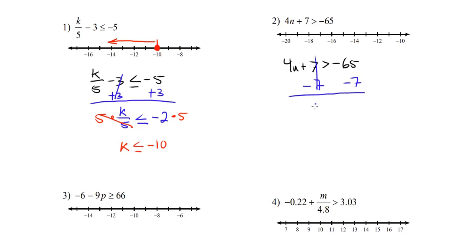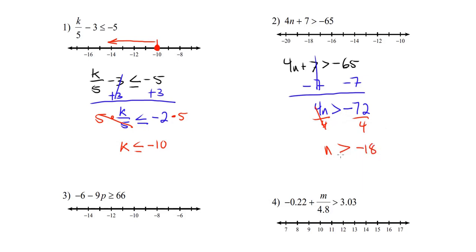The 7's cancel out, leaving us with 4n is greater than, and on the right, negative 65 minus 7, same sign, add them together and keep the sign. We get negative 72. Step 2, undo multiplication or division. So we need to undo multiplication by 4, which means we need to divide both sides by 4. 4n divided by 4 is n. This sign does not change. Negative 72 divided by positive 4 is negative 18.